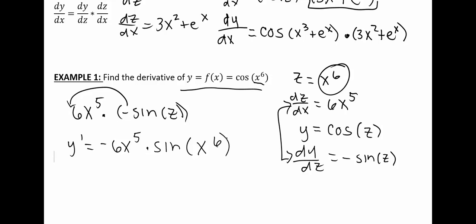Again, the original function was cosine of x to the sixth, and in my derivative, I have a sine of x to the sixth, again reinforcing the idea that whatever's in the argument of the trig function doesn't change. What changes is the outside part of the trig function, and then we multiply that by the derivative of the inside. So now let's look at a shortcut of how we can write these differentiable functions.